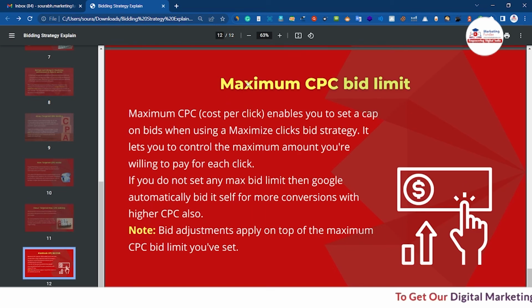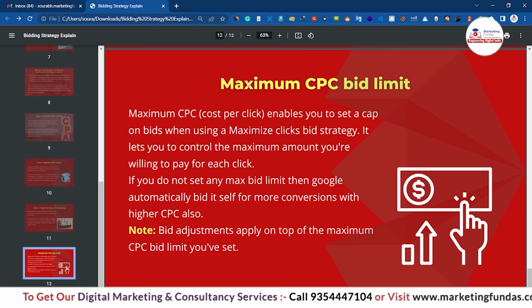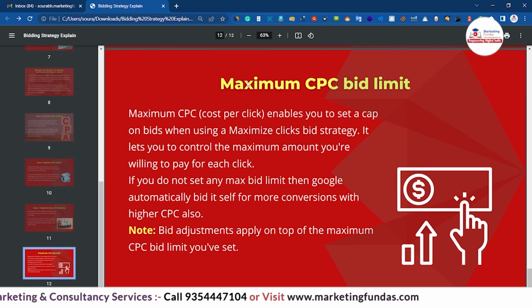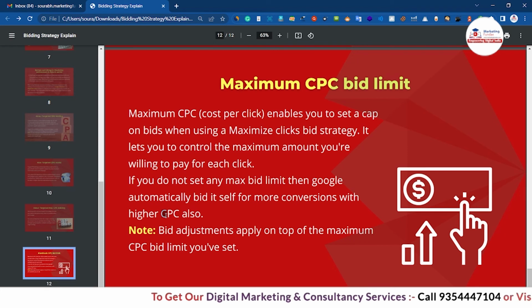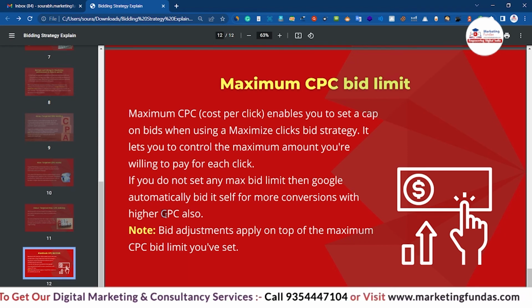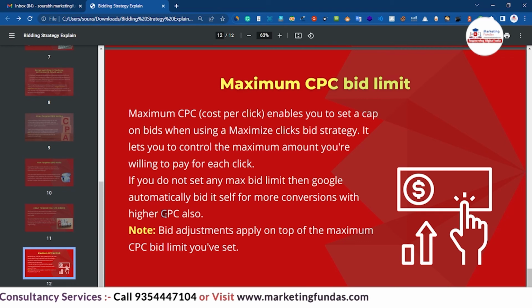Maximum CPC bid limit. Now there's a limit in this strategy, or we can say there's a cap in this bidding strategy, that you need to apply before using it. Because the work of this bidding strategy is to bring the maximum clicks towards your site, and if you don't apply the cap, if you don't set the limit amount, then this bidding strategy will exhaust your money, and the clicks you get will be much higher. So let's go through it once.